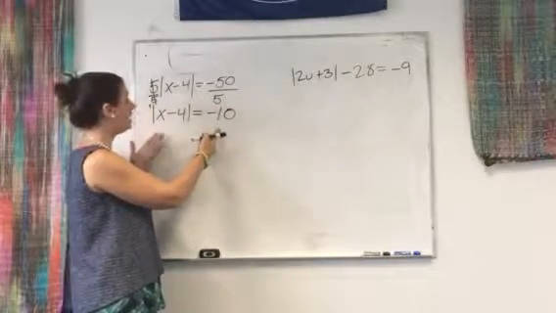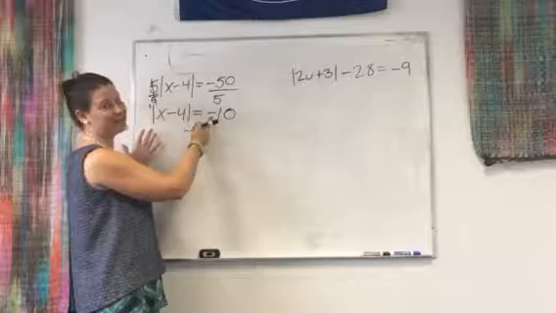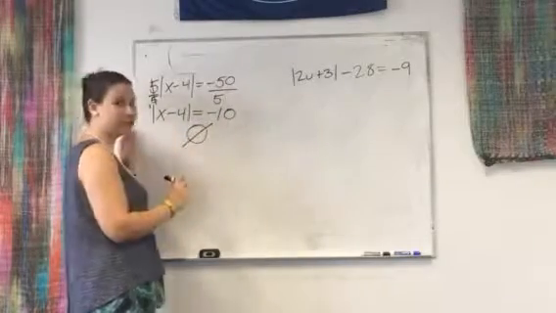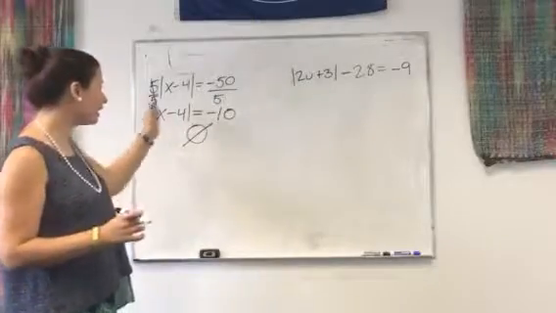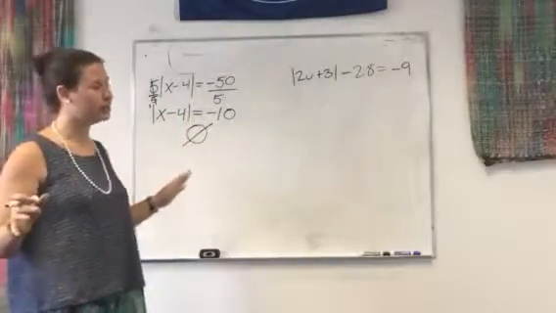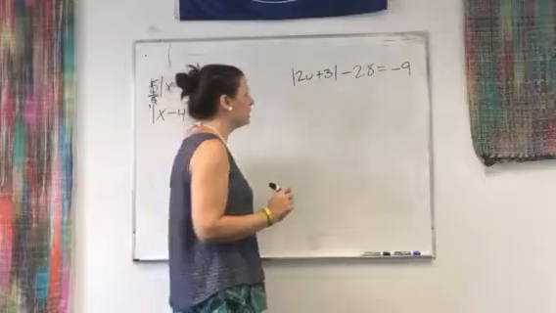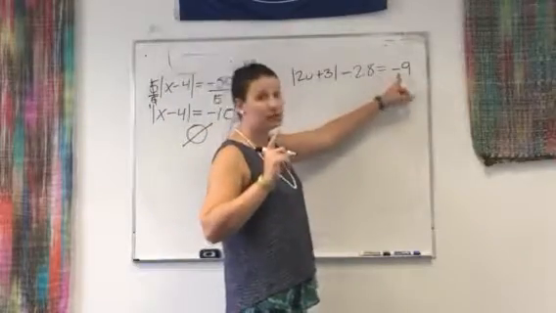Oh, we have it again, that we have a negative. So this is again no solution. We're kind of hammering it in our heads that if it equals a negative number, no solution. Let's look at the last one here. Now, notice it equals a negative.